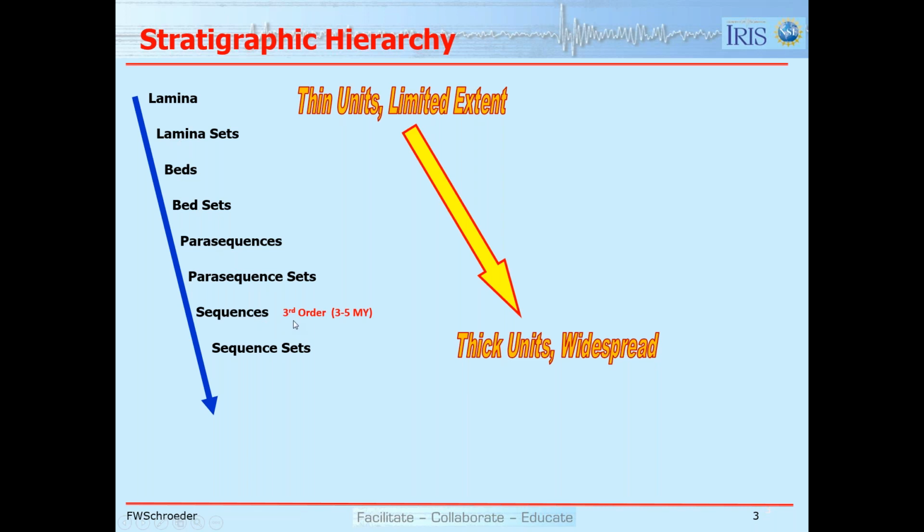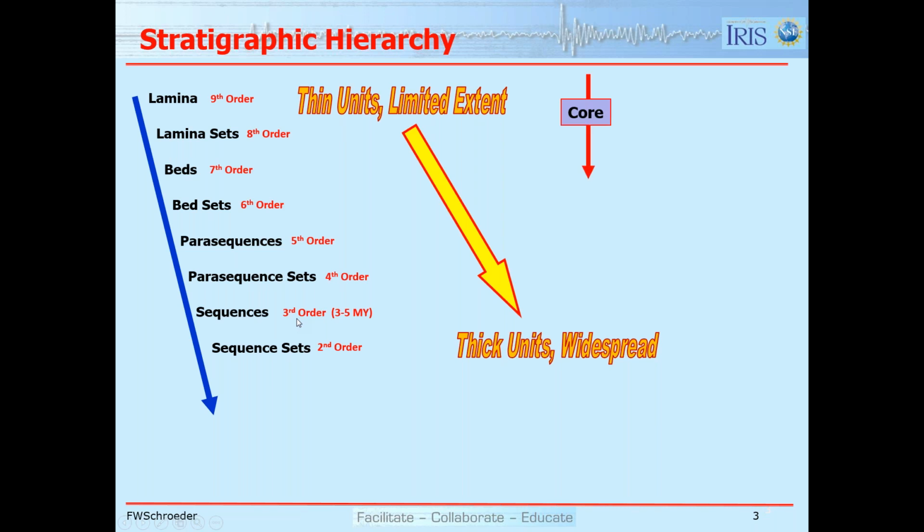A depositional sequence is considered a third order unit, and a sequence typically has a geological span or range of ages of 3 to 5 million years. As we go to larger scale units, the number goes down, so sequence sets, a stack of several related depositional sequences, is considered second order. And then from the sequences, if we go to smaller scale, the parasequence set would be fourth order, and the parasequence fifth, and so on.